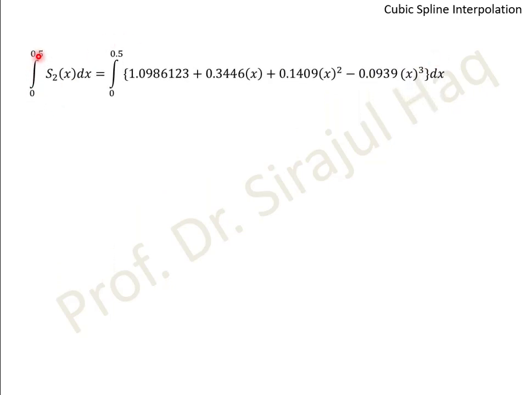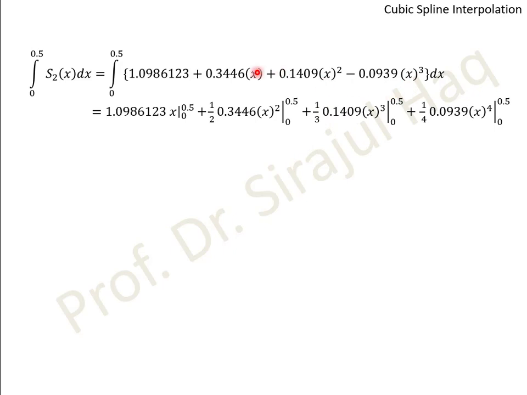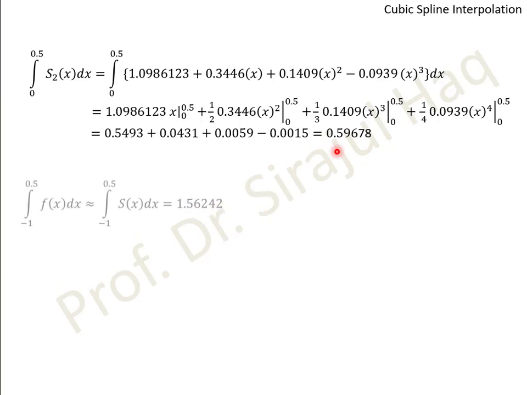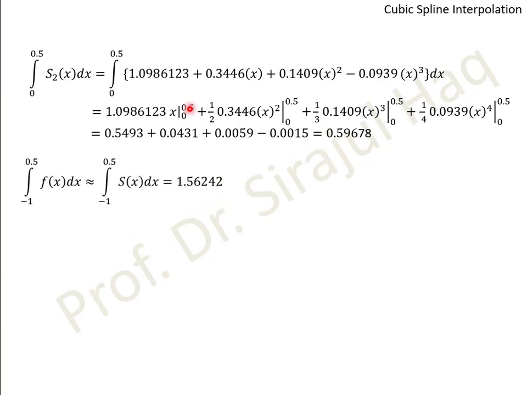Integration from 0 to 0.5 of S2 of x. This is the value of S2 of x, and the integration is straightforward. This multiplied by s, x squared divided by 2, x cubed divided by 3, and x raised to the power 4 divided by 4. And again, upper limit, lower limit, you are getting the value of the third integration. Now, overall integration, the 3 integrations you got, and when you add them, this is the final answer.